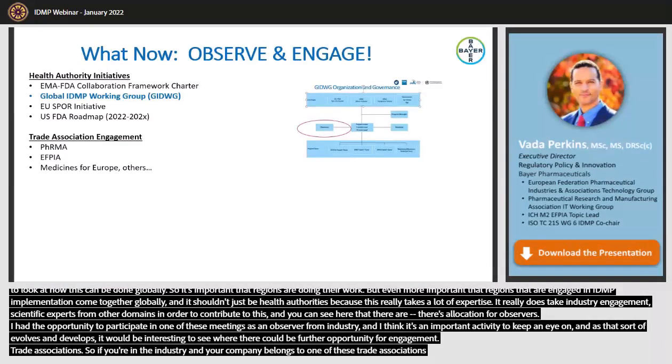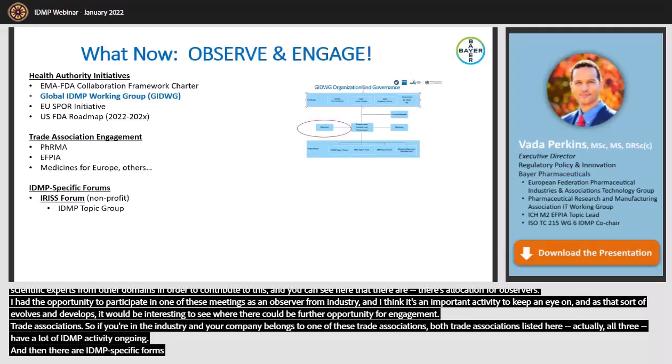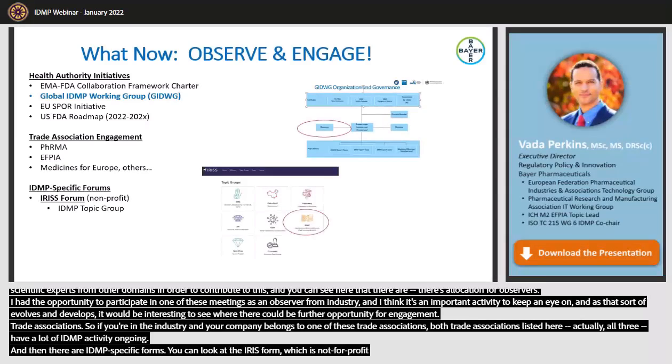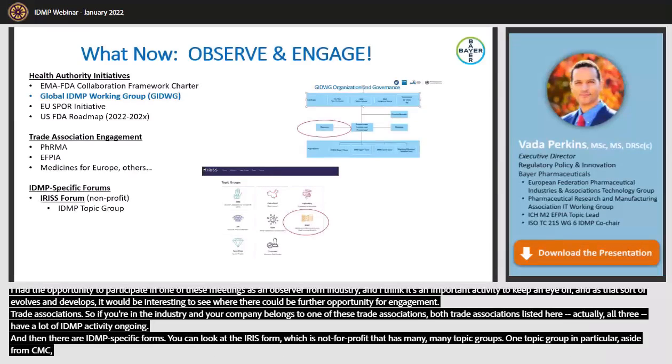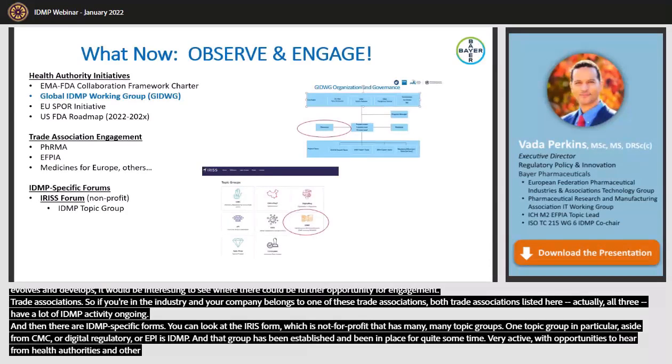Trade associations. If you're in the industry and your company belongs to one of these trade associations, both trade associations listed here, actually all three, have a lot of IDMP activity ongoing. And then there are IDMP specific forums. You can look at the IRIS forum, which is a not-for-profit that has many, many topic groups. One topic group in particular, aside from CMC or digital regulatory or EPI, is IDMP. That group has been in place for quite some time, very active, with opportunities to hear from health authorities and other experts about what's happening in the IDMP space globally.